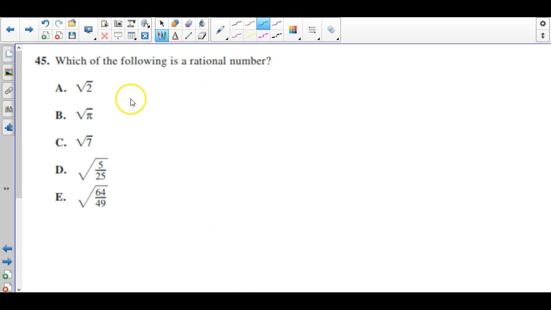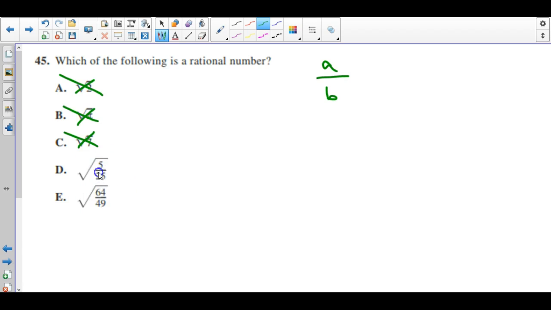Which of the following is a rational number? So this is just testing your knowledge of a rational number, which is really any number that can be expressed as a over b. So the square root of 2 is a really ugly number. If you throw that in your calculator, you're going to get 1.41 something. So a really ugly number that can't be simplified. So that's not it. Pi itself is irrational, so the square root of pi is also going to be irrational. Square root of 7 is just the same argument as the square root of 2. It's an irrational number. And now we look at these next two, which are written under square roots.